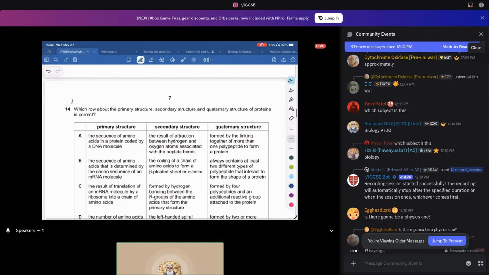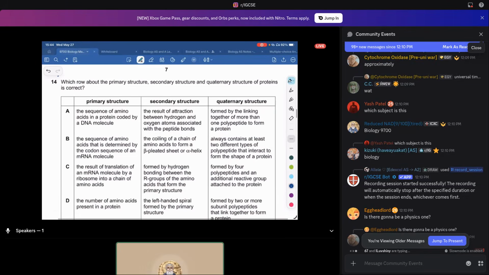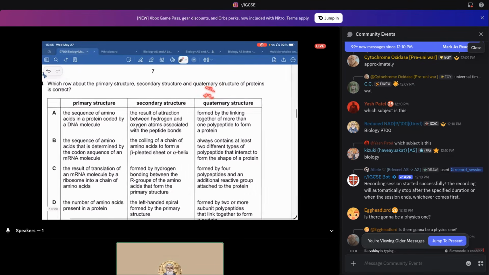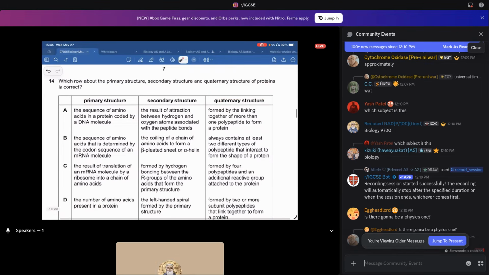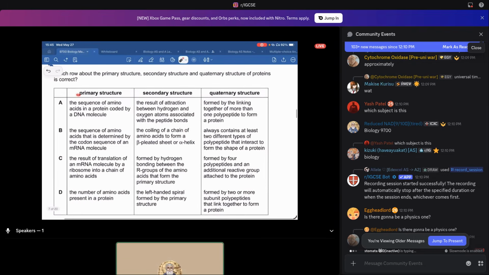This question is very repeated and very common. Which row is correct about the primary, secondary, and quaternary structure? Note this is quaternary, not tertiary. Someone goes, primary, secondary, of course it's tertiary, and they don't even look at the header. We read the entire question fully. It does not matter what our assumptions or presuppositions are. One of the other important things to note about Paper 1 is that you do not bring your own assumptions to the paper. If it does not state whatever it is explicitly, then you pretend it's not there.